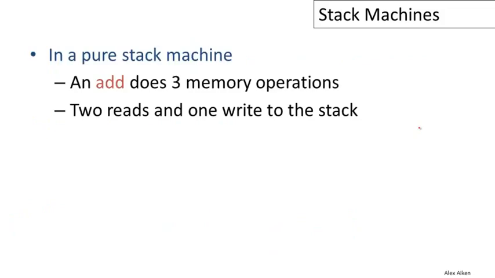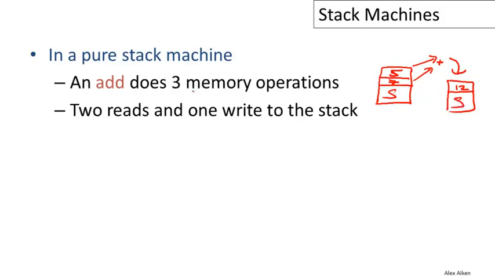So what is the advantage of a one-register stack machine? Well, let's think about the add instruction and how it works in the pure stack machine. In the pure stack machine, the add instruction is going to pop two arguments from the stack, say 5 and 7, add them, and then put the result back onto the stack. And let's just name the rest of the stack contents there. That requires 3 memory operations. We have to load 2 arguments and then store 1 result.